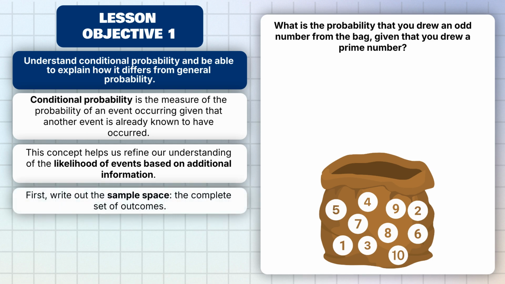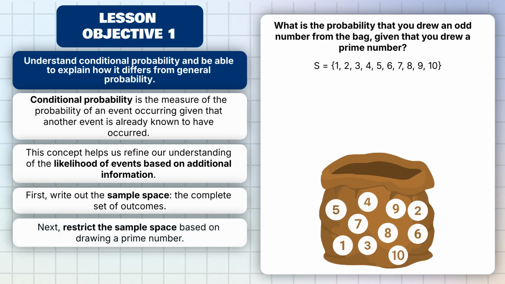First, write out the sample space, the complete set of outcomes. For this example, our sample space is the numbers 1 to 10. Next, restrict the sample space based on drawing a prime number. The prime numbers within our sample space are 2, 3, 5, and 7. Thus, our restricted sample space based on drawing a prime is 2, 3, 5, 7.